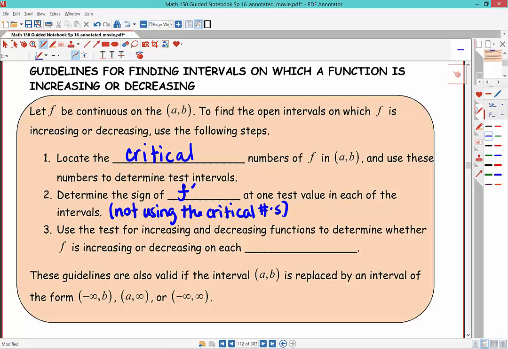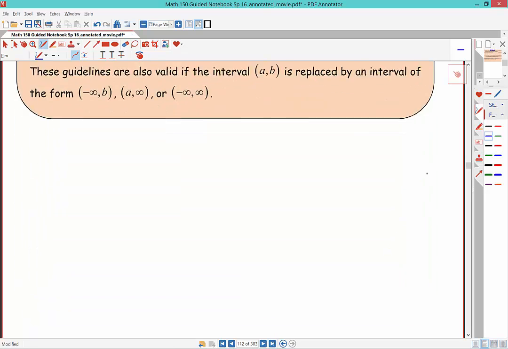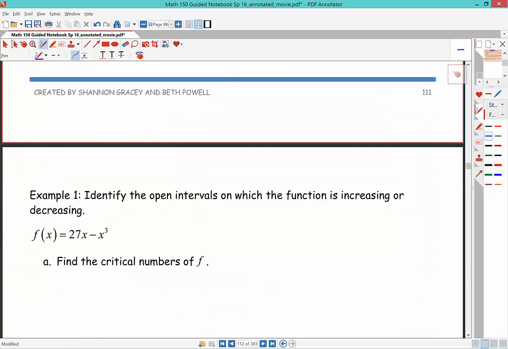So then we use the test for increasing and decreasing functions to determine whether f is increasing or decreasing on each of these defined intervals. You can use this if you've got infinity or minus infinity as part of the intervals as well. Okay? All right, so let's put this into practice.